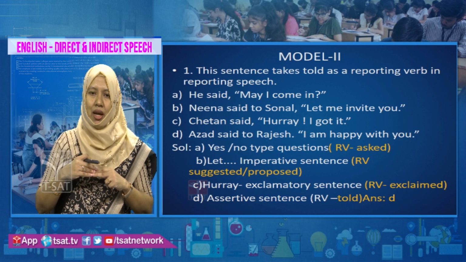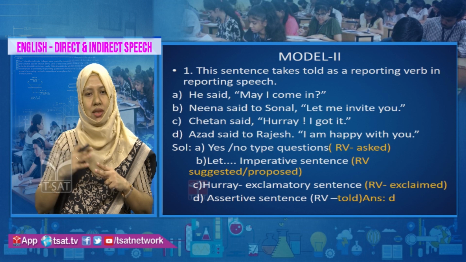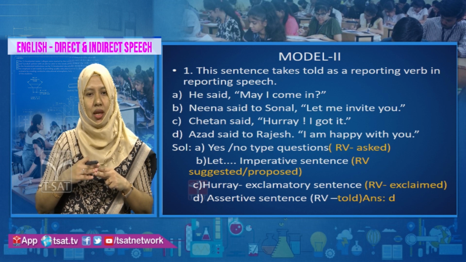First one, may I come in? Option A, may I come in? Whenever such kind of questions are there, yes or no type of questions, the reporting verb should always be asked. He asked, may I come in? You cannot say, he said, may I come in?